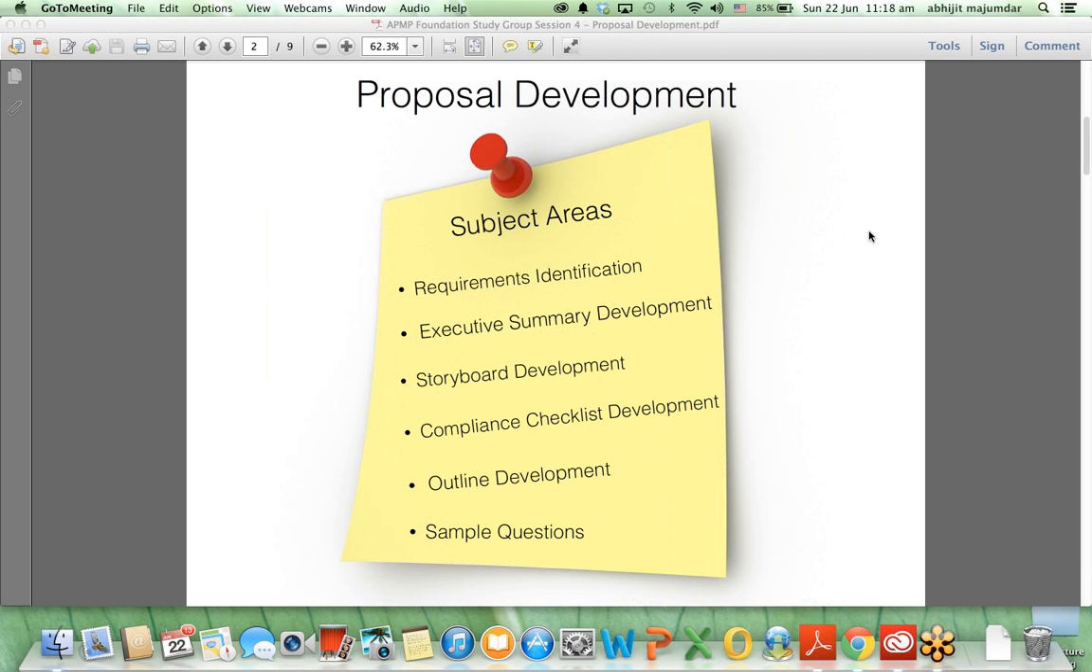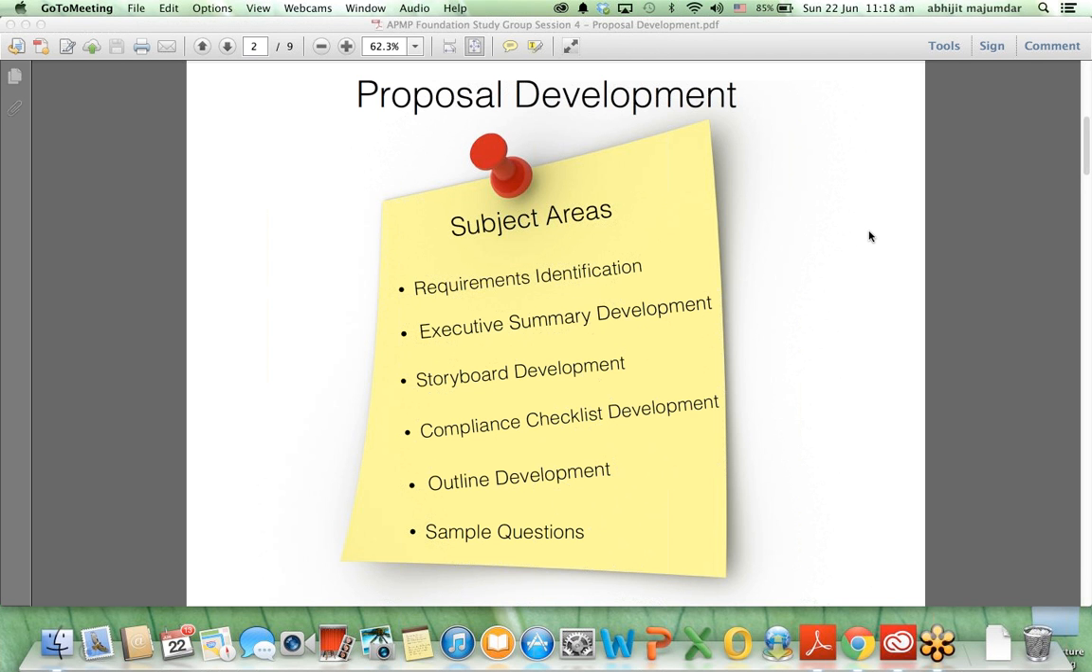And then finally, the outline development. That is, how are you going to structure your proposal? You have developed the story, but how is that story going to be structured? What are the priorities you are going to set? How is the content going to be organized and arranged within the proposal? That is something we will look at in the outline development.